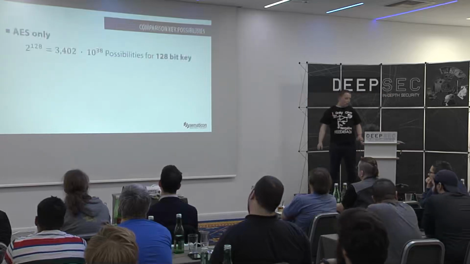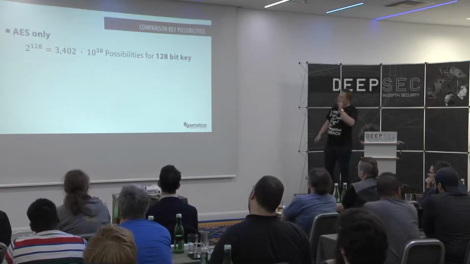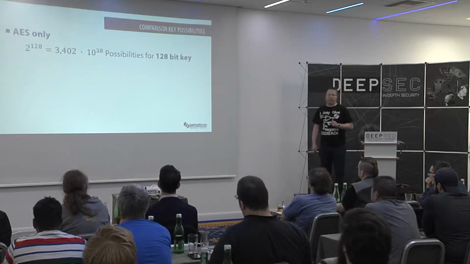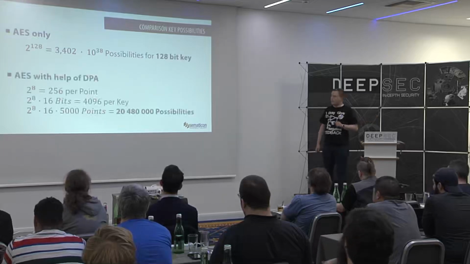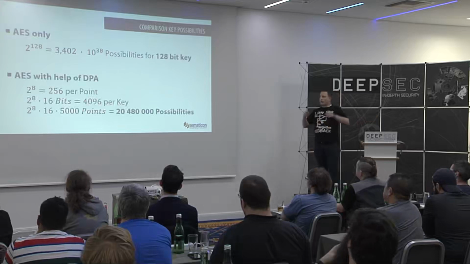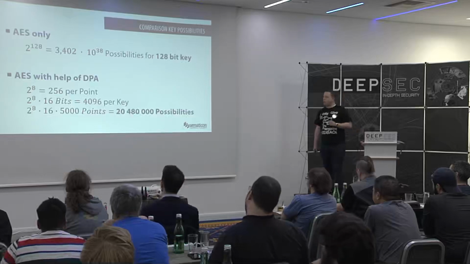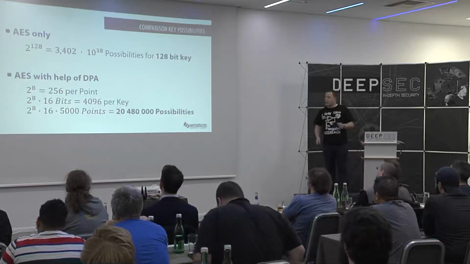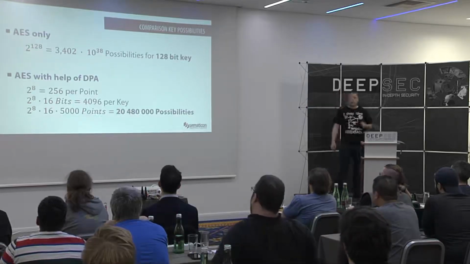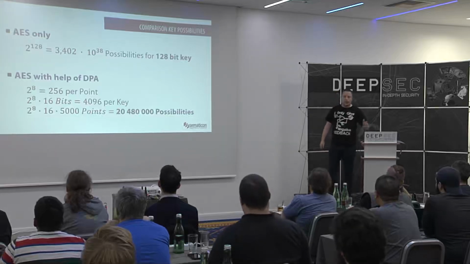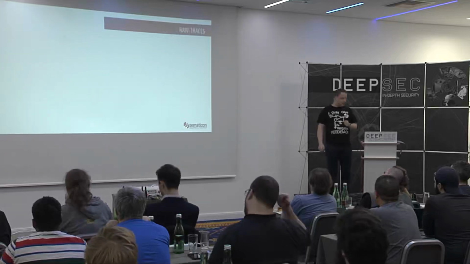And the cool thing is now, for AES with a 128-bit key, we have 3.4 multiplied by 10 to the power of 38. I don't know what this kind of number is called. But anyway, too far, let's say, possibilities we can try. But with DPA, we now cut it down to 2 to the power of 8, which is 256, for each of the 16 key bytes. And because we're doing oscilloscopy on the power, we need to count in points the oscilloscope takes. Let's make 5,000 points. That's enough. So we have 20 million possibilities. Even my small computer here on the desk can do it in about 5 seconds, and we can analyze the correlation in 21 seconds.